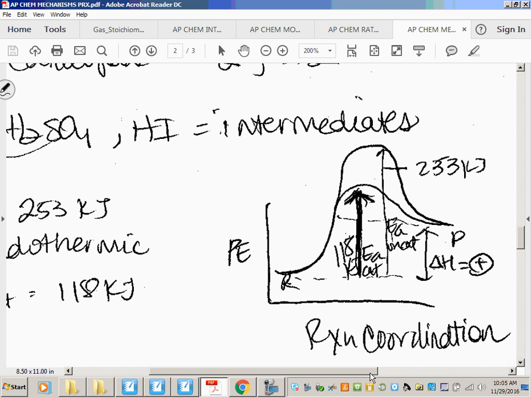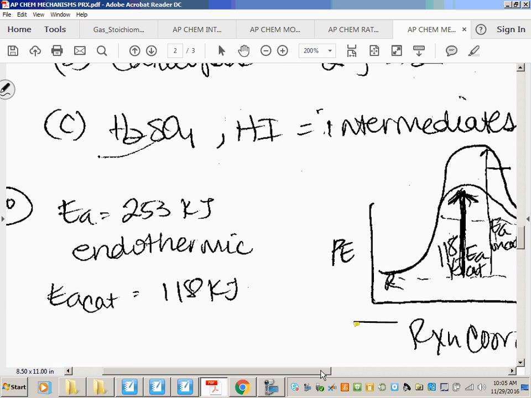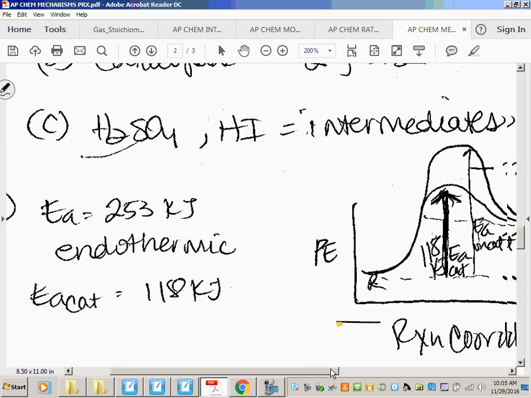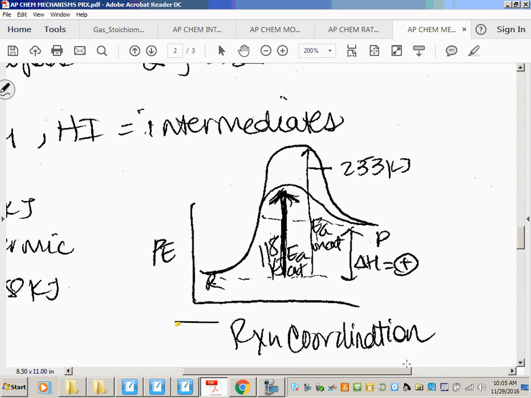There's two different versions of that. It has to be labeled at 253 kilojoules, and then it says the activation energy using the catalyst is 118. So the new activated complex is at 118 kilojoules, and then overall this was an endothermic process, but I don't think it told us the value. Okay, and going down to 12.